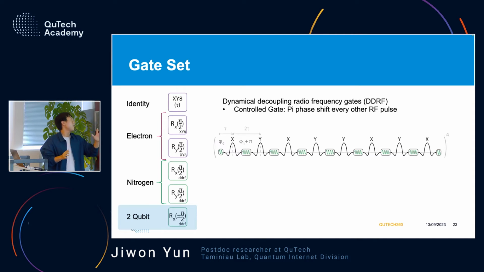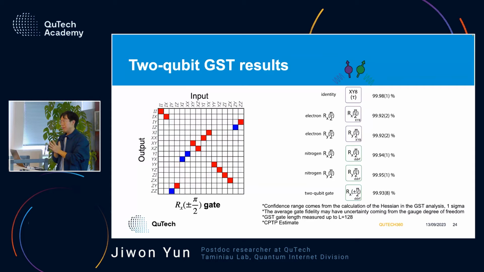So here we have an X and Y pi/2 gate on the electron, X and Y pi/2 gate on the nitrogen, and the 2-qubit gate, which is what we require to run a full 2-qubit gate set tomography on our system. So using these 6 gates, we ran a full 2-qubit GST analysis. And from the reports, we were able to get this huge process matrix, which represents how our gates actually act on the system. And from these process matrices, we were able to extract the average gate fidelity number, which tells us how good our gates are.